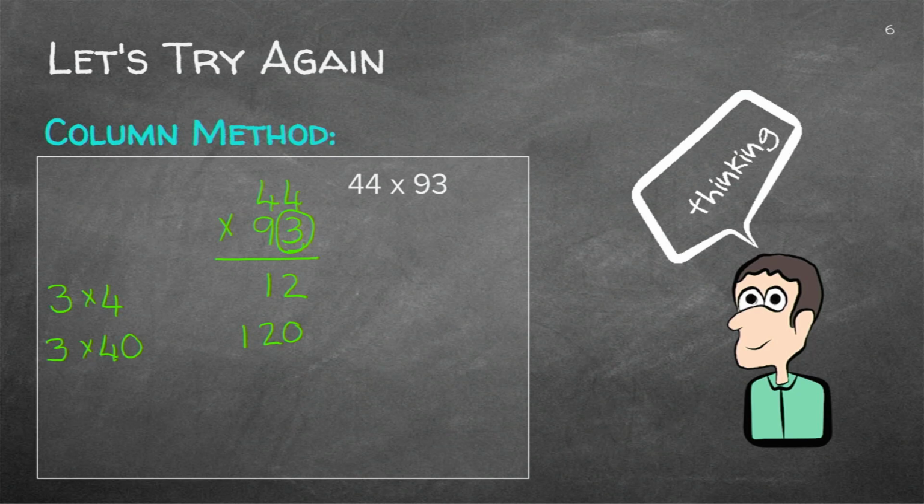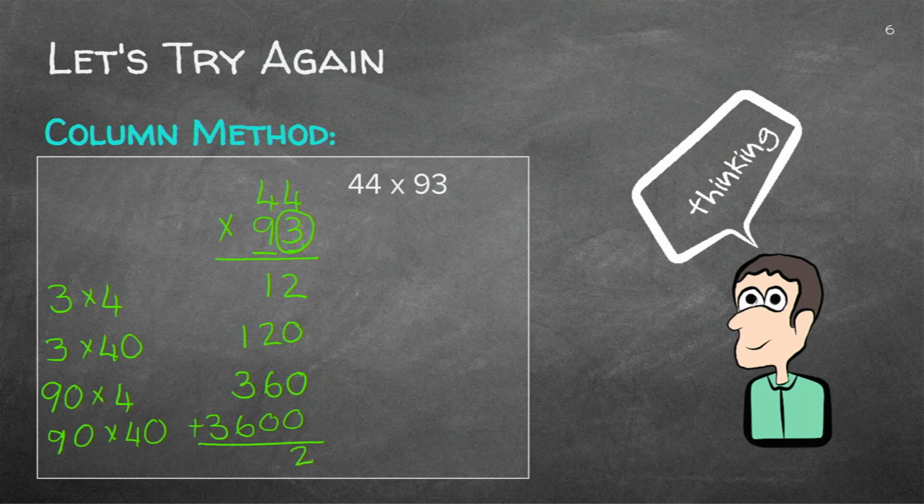And then we go to the tens. It will be 90 times 4. And that will be 360. And then 90 times 40. And that will be 3,600. And now I add my answers.